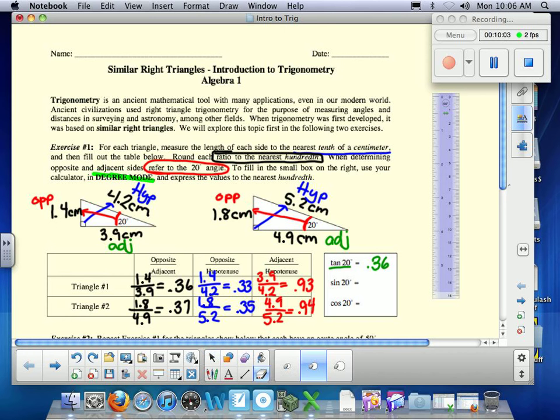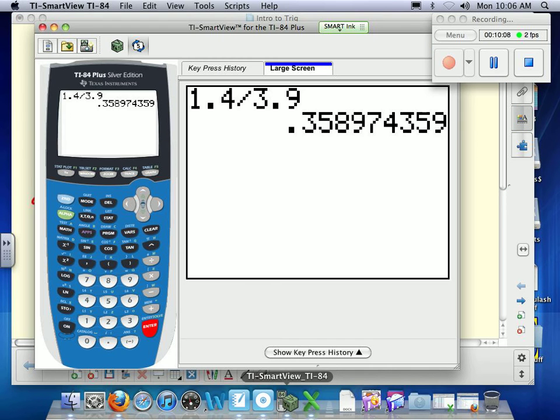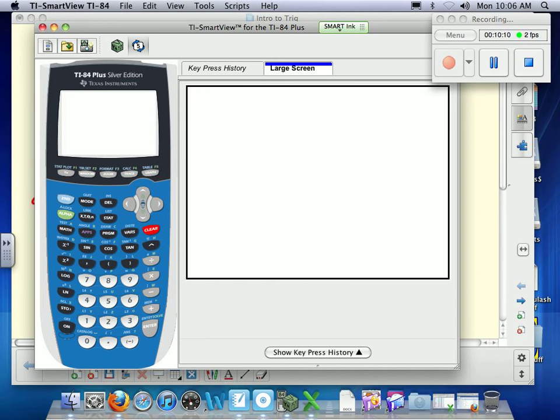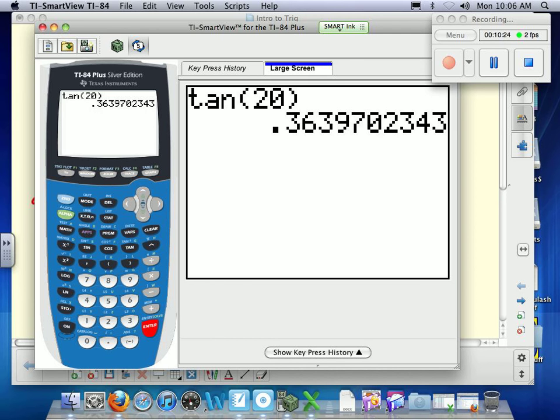Oh wait, I lied. I apologize. Let's go to our calculators and do these. So I'm going to clear out what I had. Do you see your tangent button? It's just above the number 9. And then you type in the number 20. I like to close the parentheses. And is that close to our ratio that we got? Yeah. All right, great. And let's just keep going right down, sine of 20, so I'm going to push the sine button, type in the number 20.